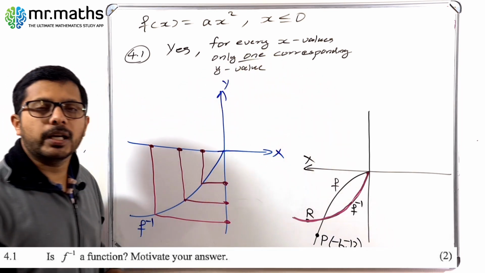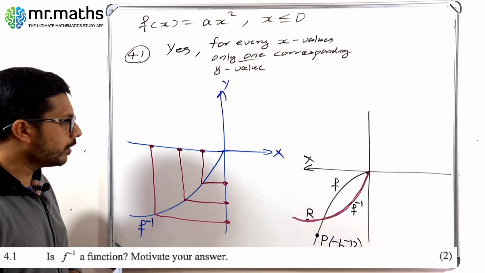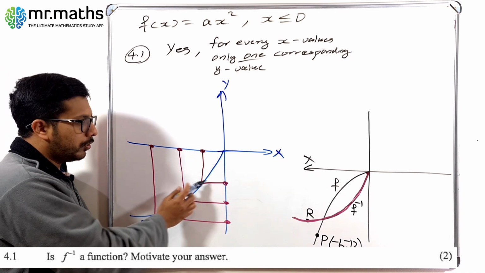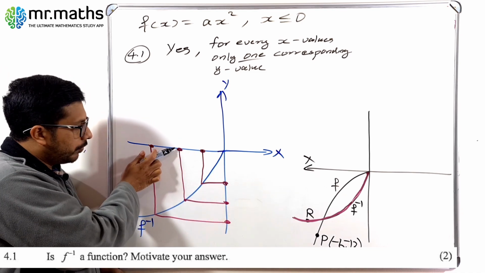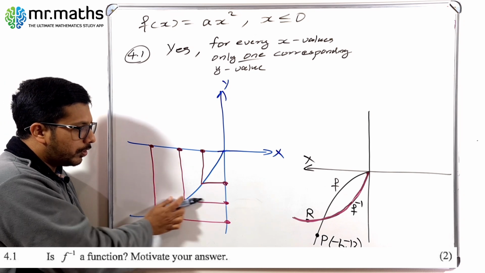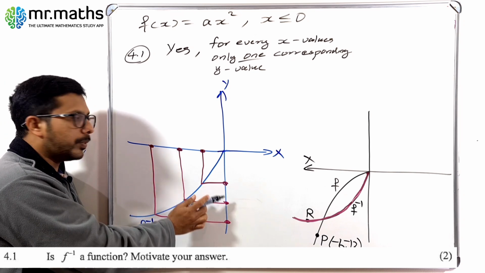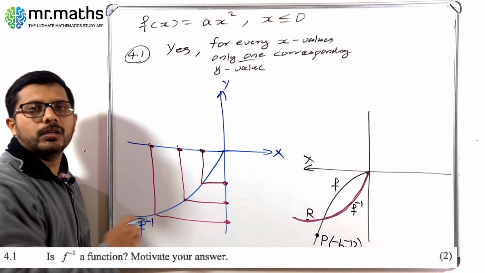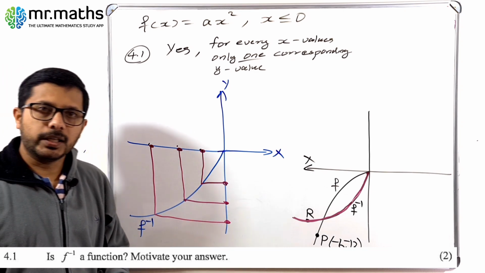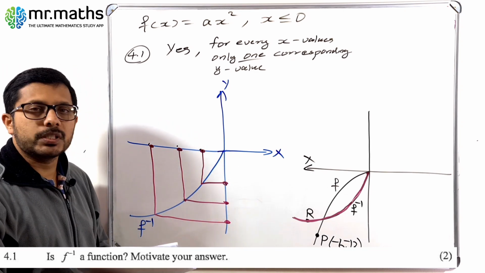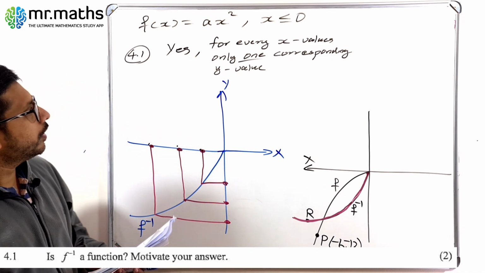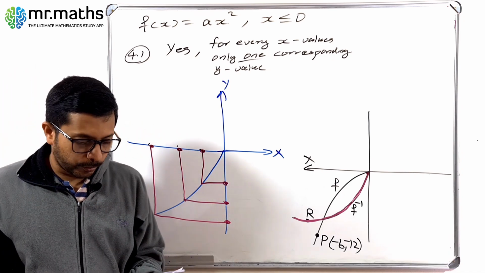Therefore we can say that it is a function. I told you for this x value how many y values we got? Only one y value. For this x value how many y values did we get? Only one y value. That means for every x value we are getting only one y value. So therefore we can say that f inverse is a function. Okay, so that is question number 4.1. Now let's go to question number 4.2.